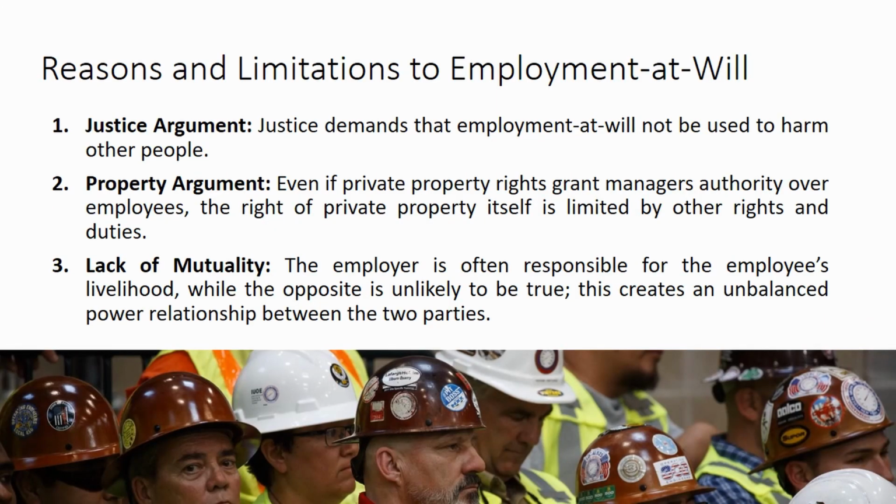However, employment at will also has its limitations: the justice argument, the property argument, and the lack of mutuality. Justice argument: even if employment at will proved to be an efficient management tool, justice demands that such tools cannot be used to harm other people. Property argument: even if property rights grant managers authority over employees, the right of private property itself is limited by other rights and duties. Lack of mutuality: though the freedom to terminate the relationship is theoretically mutual, the employer is often responsible for the employee's livelihood, while the opposite is not true.